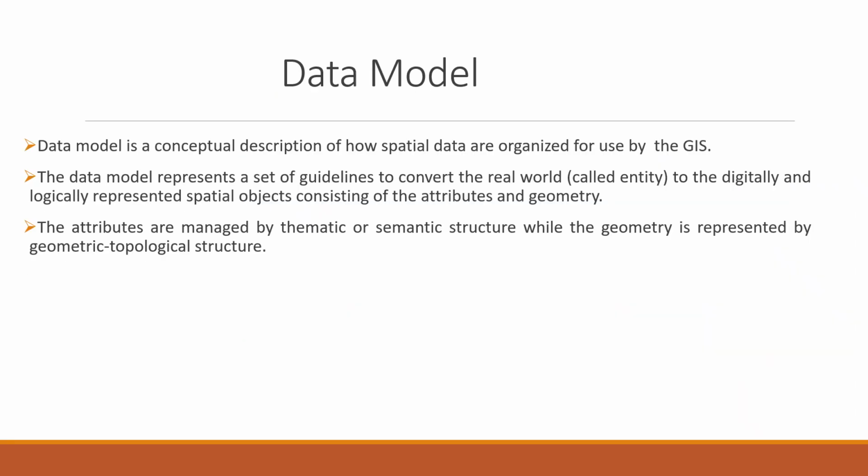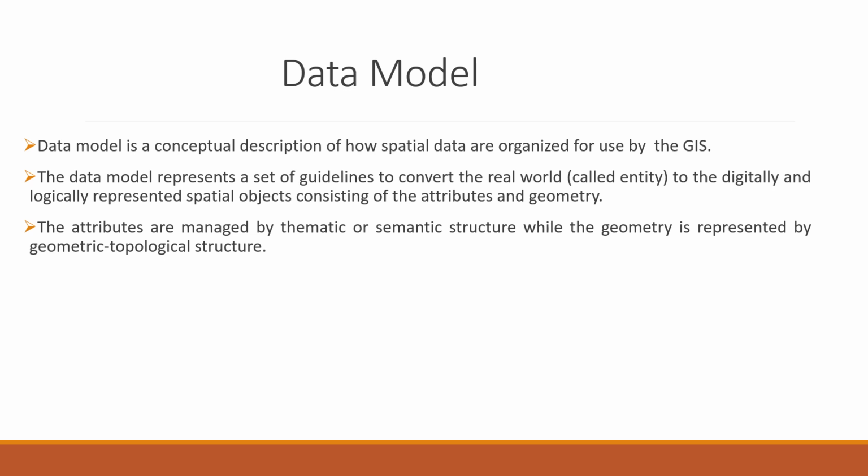Now let's move on to an important concept in GIS, the data model. A data model is basically the framework or structure that tells us how real-world objects are represented inside a GIS system. In simple words, it explains how we convert real-world features like roads, rivers, buildings, or land parcels into digital form. In GIS, every real-world feature is called an entity.